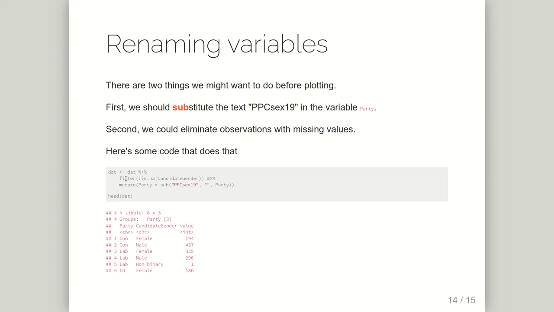And then, once you've got all those non-NA observations, we can go on to mutate one of our variables. We want to take the existing party variable and substitute that text, PPC sex 19, replace it with nothing. And that should give you more or less the tidy data frame that we started with at the beginning. So that second part isn't strictly necessary, but I thought I would show you how one of these workflows might work in practice.